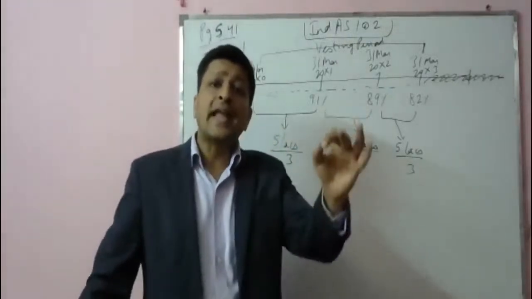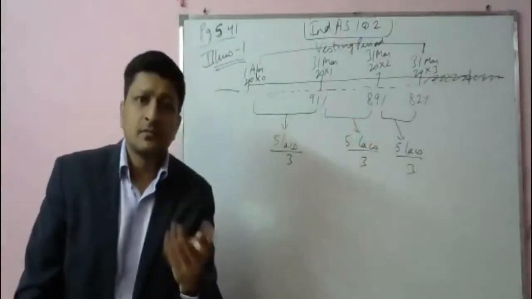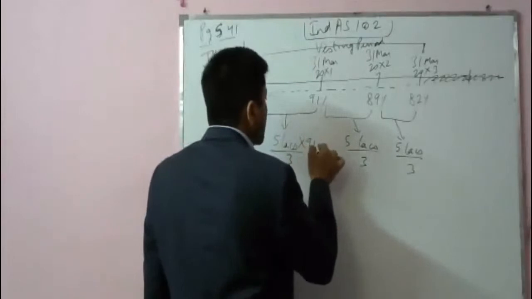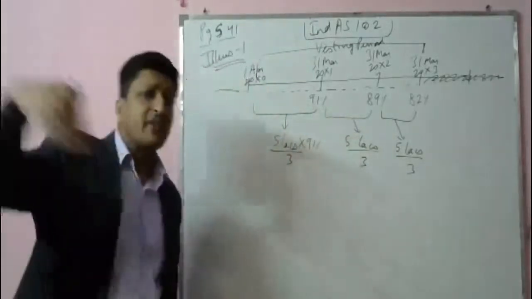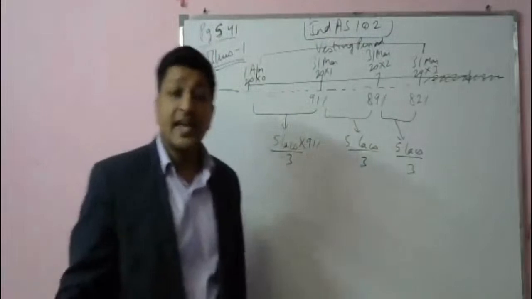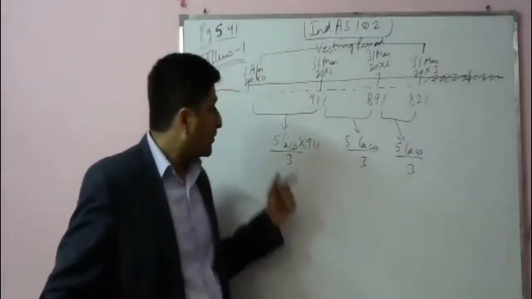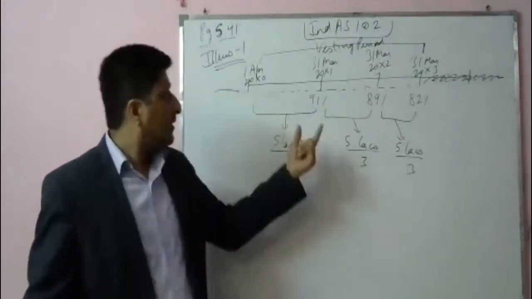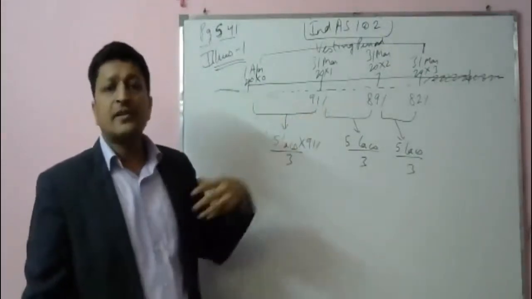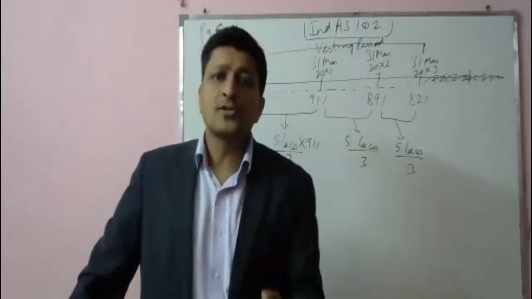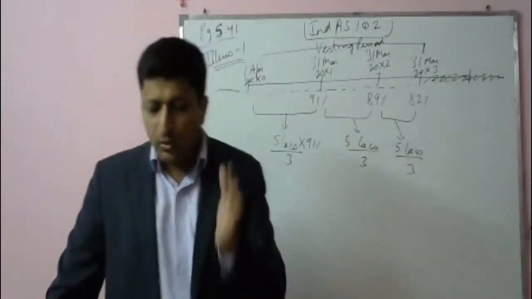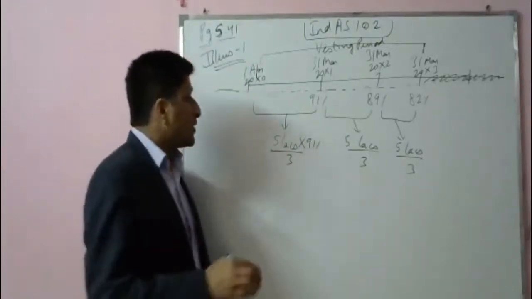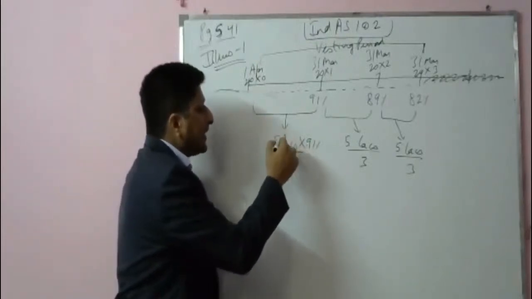cost pertaining to 9% of the employees did not exist. Why? Because those employees left the organization. So out of this 5 lakh, only 91% of the cost will stay. At the end of first year, what will the company expect? Cost to be 5 lakh into 91%. So what is the amount equivalent to 5 lakh into 91%?